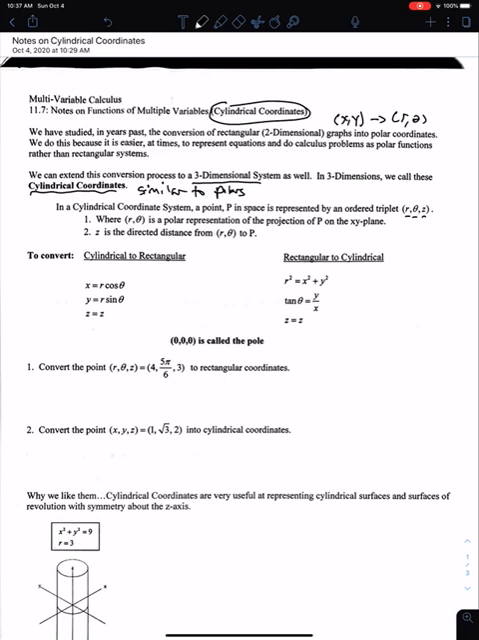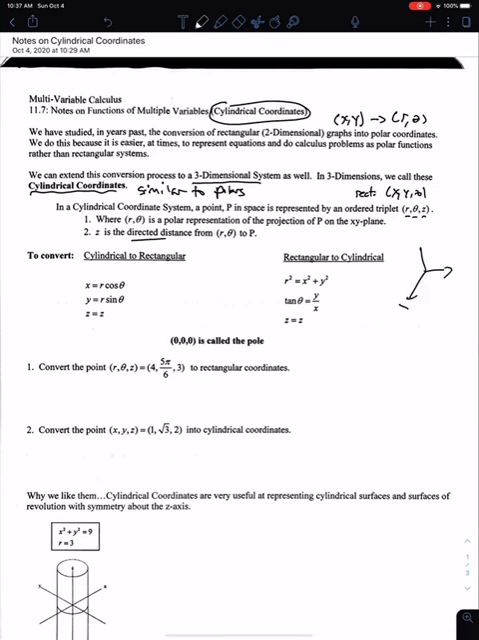In rectangular, it's using x, y, and z. Now notice they both share the same z value, so that's going to be kind of important for us. The only difference is z is a directed distance from r, theta to P. In other words, it's just the height from the xy plane.